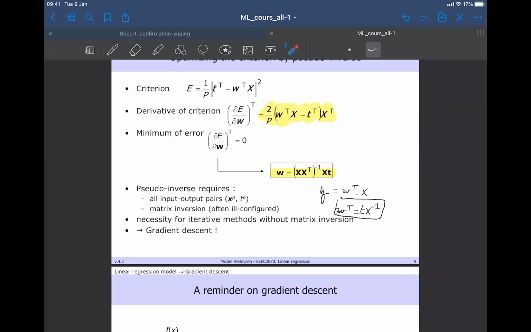You have the data X, you just compute this, I have my weights and I have my model. But it requires computing the pseudo inverse, so the inverse of X times X transposed. And often, because you have a lot of points and a lot of features, this is a huge matrix that is often not well conditioned, and you will have issues inverting it.